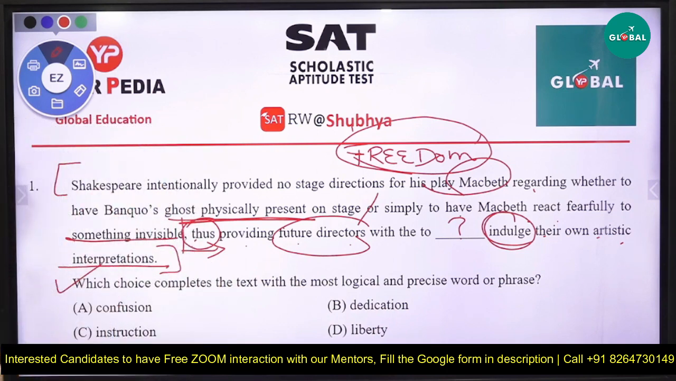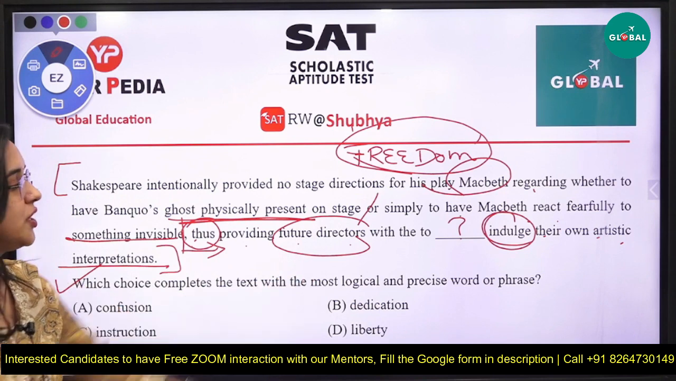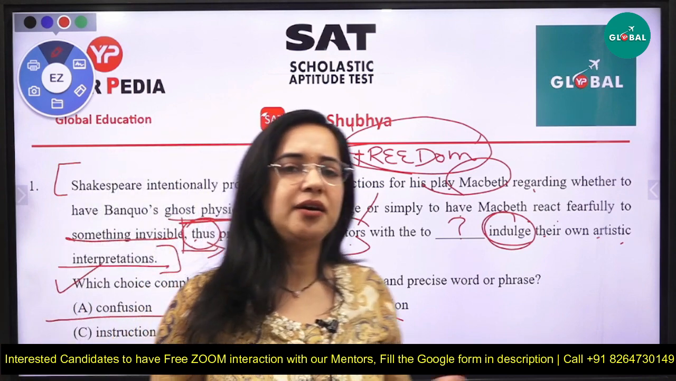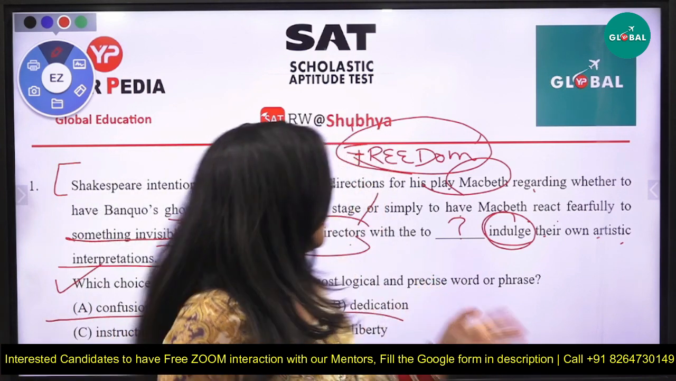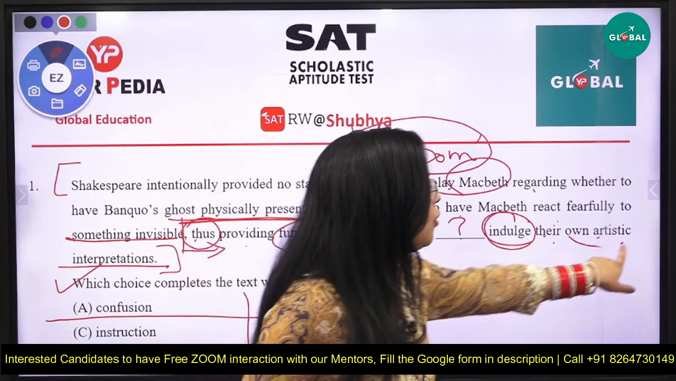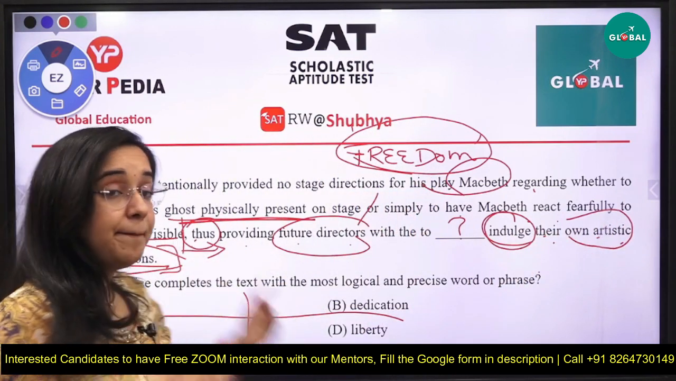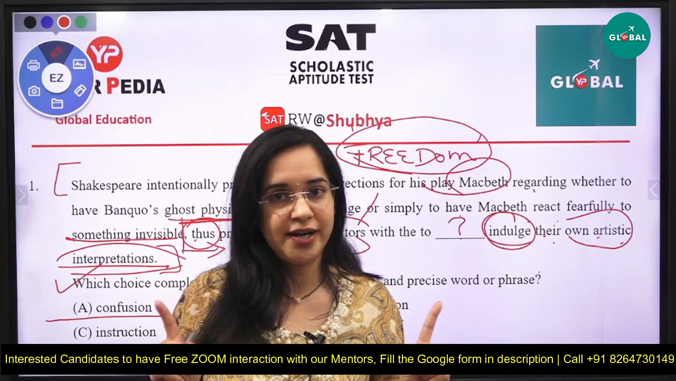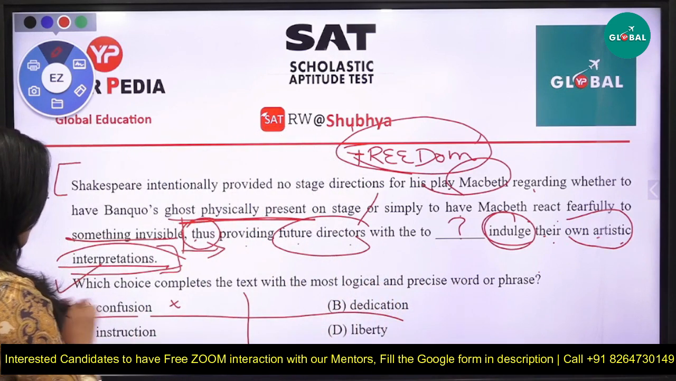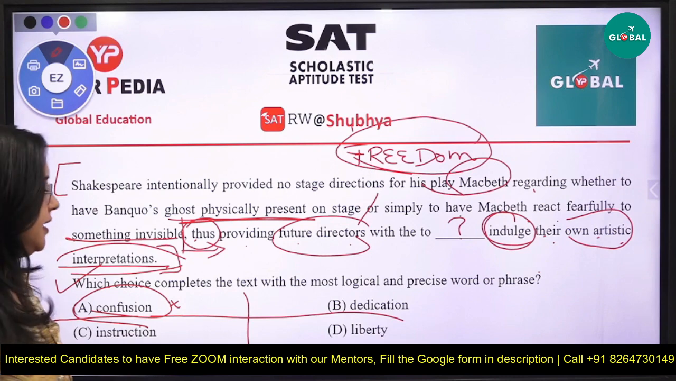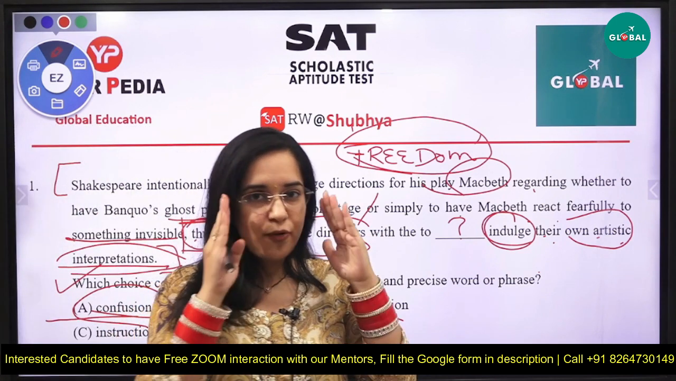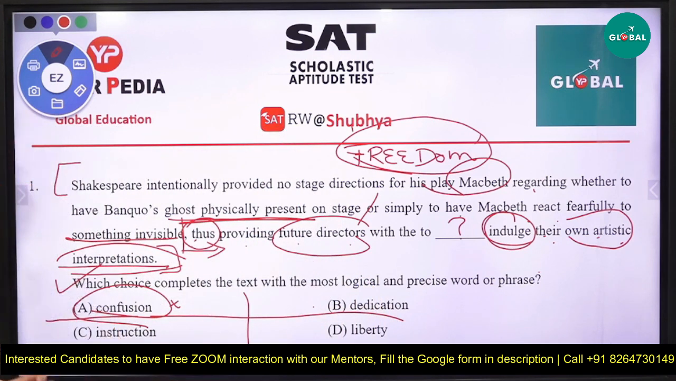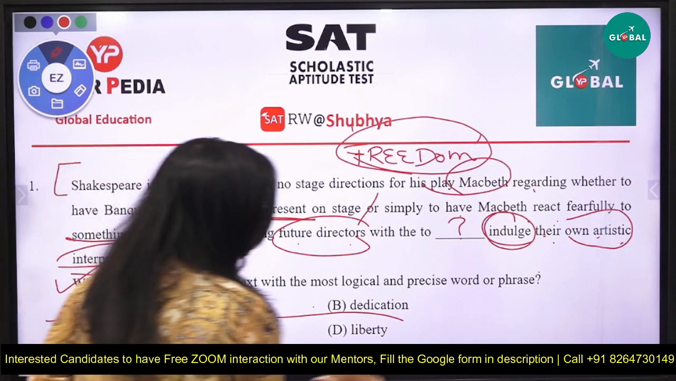Now let's read the question. Which choice completes the text with the most logical and precise word? We are given four options. Confusion: is this providing a confusion? It's not, because here they are being indulged in their own artistic interpretations. If you are welcoming it, it's not creating any confusion. Confusion is to be puzzled in any situation. Dedication is to focus on one thing, and does it suit? I don't think so. Instruction is to provide a fixed plan to something, and liberty is a kind of freedom.